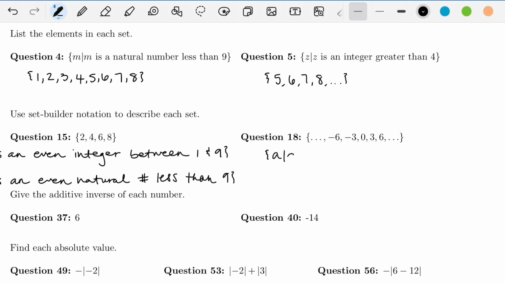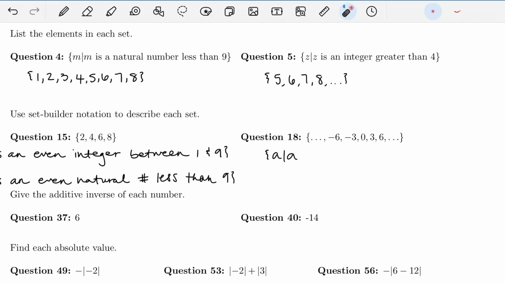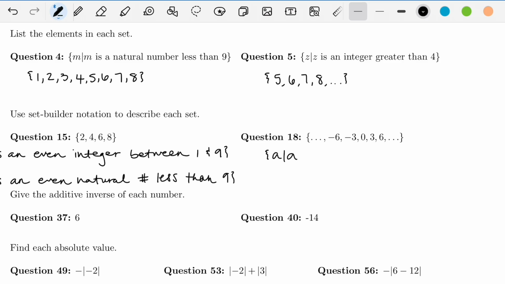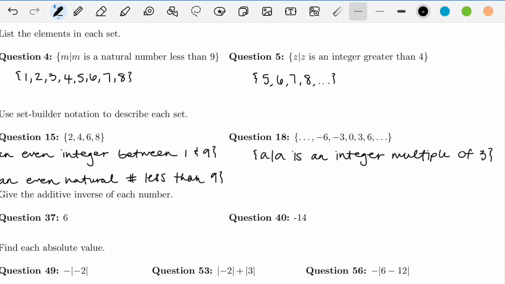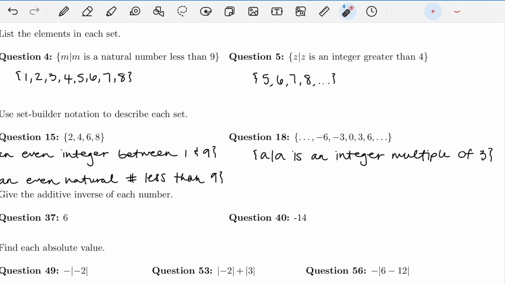Such that we want to describe this set here. Now notice, like I said, this is going to be an infinite set continuing in both our positive and negative direction, and notice that these numbers are also all multiples of 3. So we can use that to describe this set here. So we're going to use our variable a. So we have a such that a is what we'll call an integer multiple of 3. Remember, our integers are numbers from negative infinity to positive infinity, not including decimals. So we can use that to describe the numbers in this set, and it'll be an integer multiple of 3.